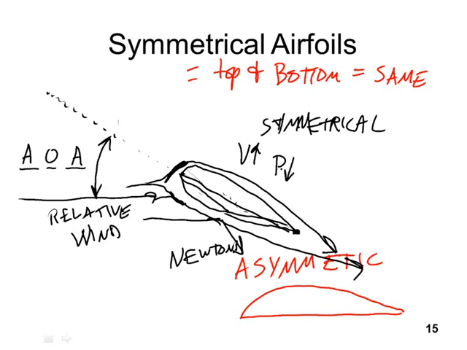So there are literally airplanes out there that have like 300 horsepower piston gasoline engines that are designed to do aerobatics, and they have symmetrical wings. And you can fly upside down just as easily as you can fly right side up, except you're hanging from your shoulder harnesses when you're flying upside down. Anybody have any questions about symmetrical airfoils versus asymmetrical airfoils?